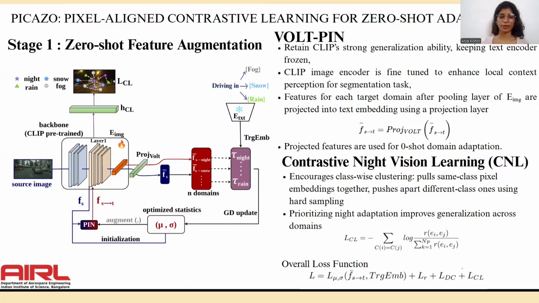Now, for each target domain, say driving in fog, we pass the prompt through a frozen text encoder and get the target embedding. PIN augments the extracted features for each target domain and passes them through the backbone and projection layer. Then, they are aligned with the corresponding text prompts for different styles. Finally, the features are optimized with the segmentation losses and CNL to produce better generalization across domains. Finally, we calculate the overall loss function to optimize both the image encoder and projection head.